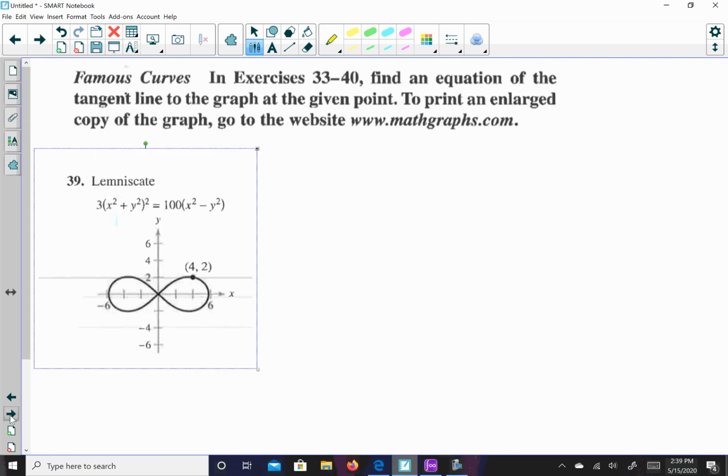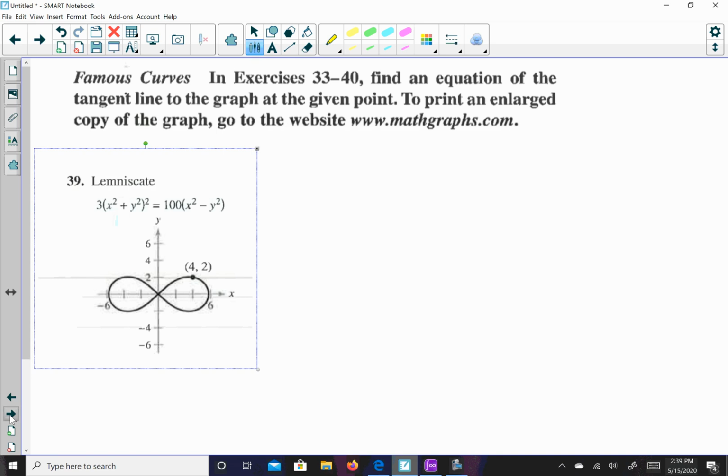This one, find the famous curves. These are curves that we talked about in chapter 7. Find an equation of the tangent line. So this time we're going to find the full equation of the tangent line. So the first thing we're going to have to do is find the slope of the tangent line at that given point. So I'm going to have to find the derivative of that equation.